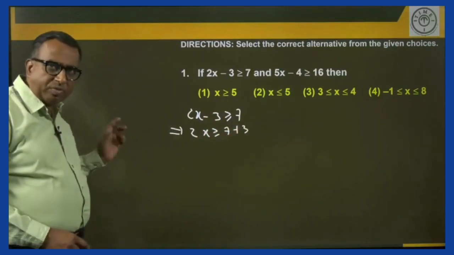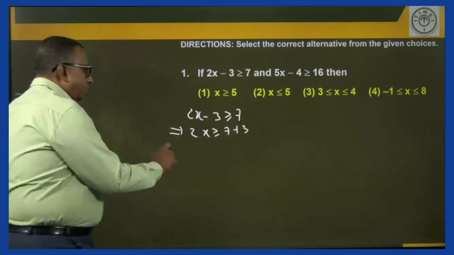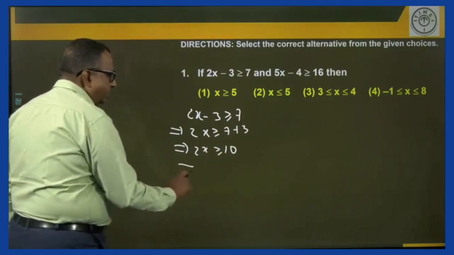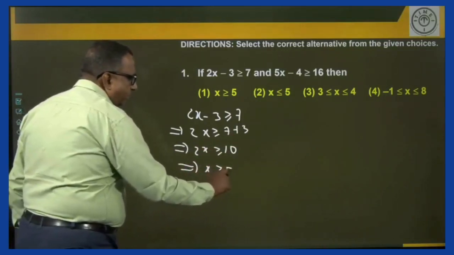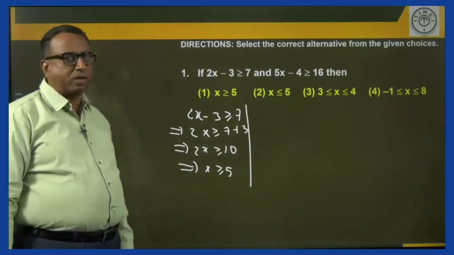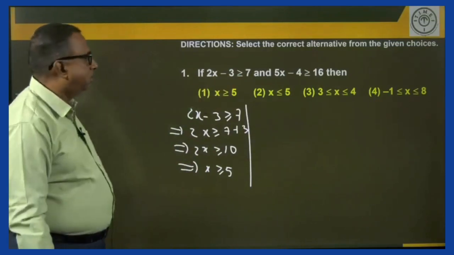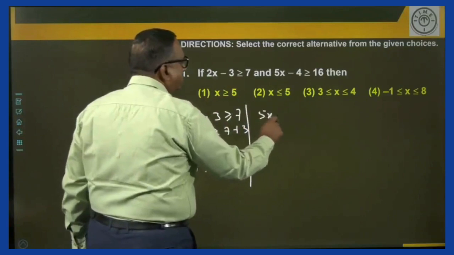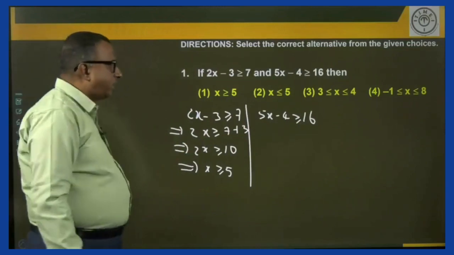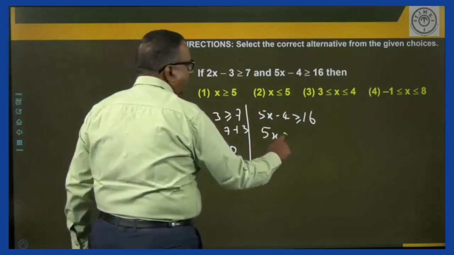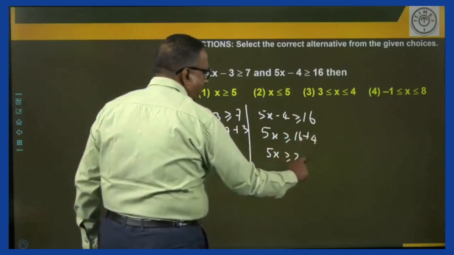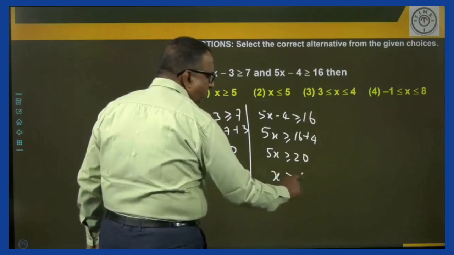Students, when minus goes from left to right, it becomes plus. Next, 2x greater than or equal to 7 plus 3, which is 10. That means x is greater than or equal to 5. That is the first inequality: x greater than or equal to 5. Let us come to the second one: 5x minus 4 is greater than or equal to 16. Take that 4 to the other side: 5x greater than or equal to 16 plus 4, that is 5x greater than or equal to 20, that is x greater than or equal to 4.